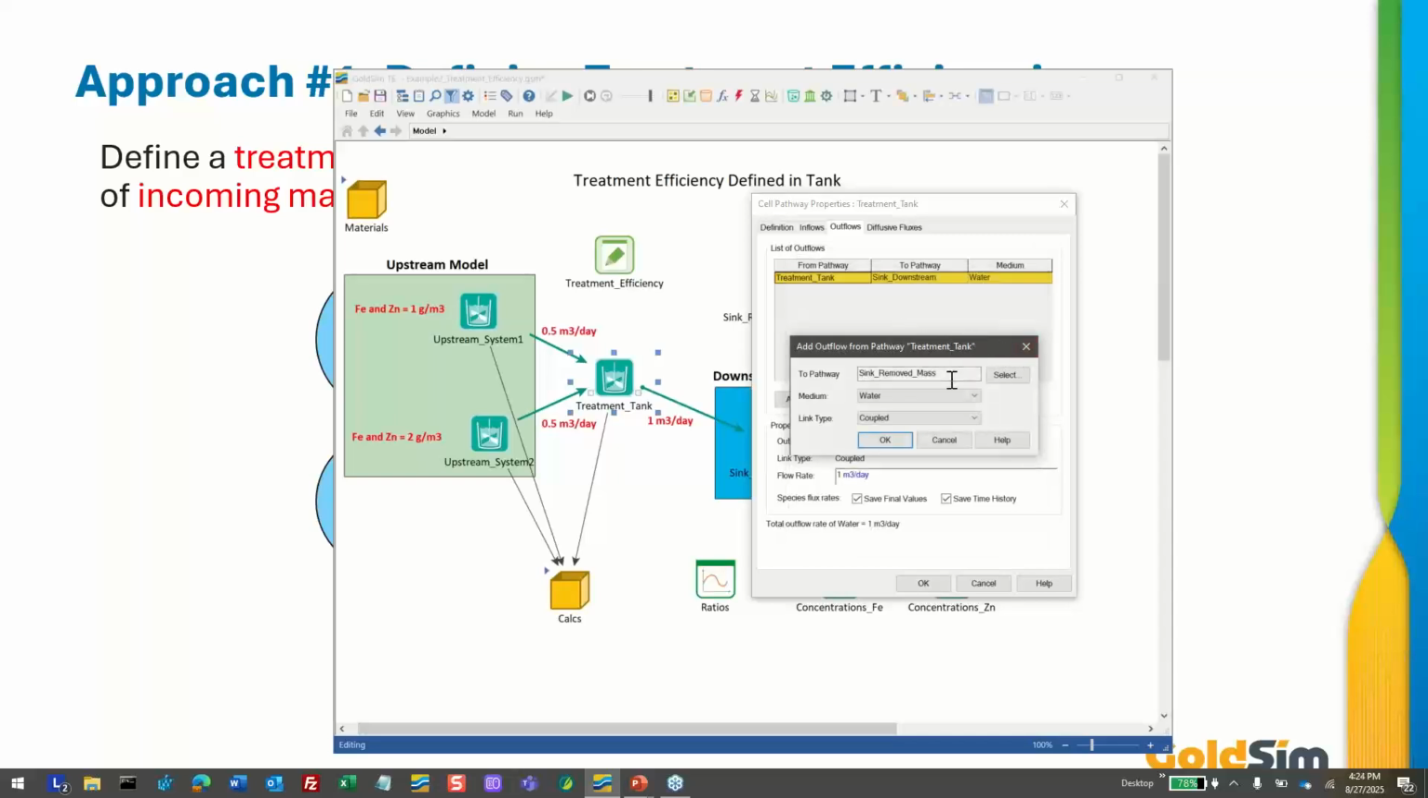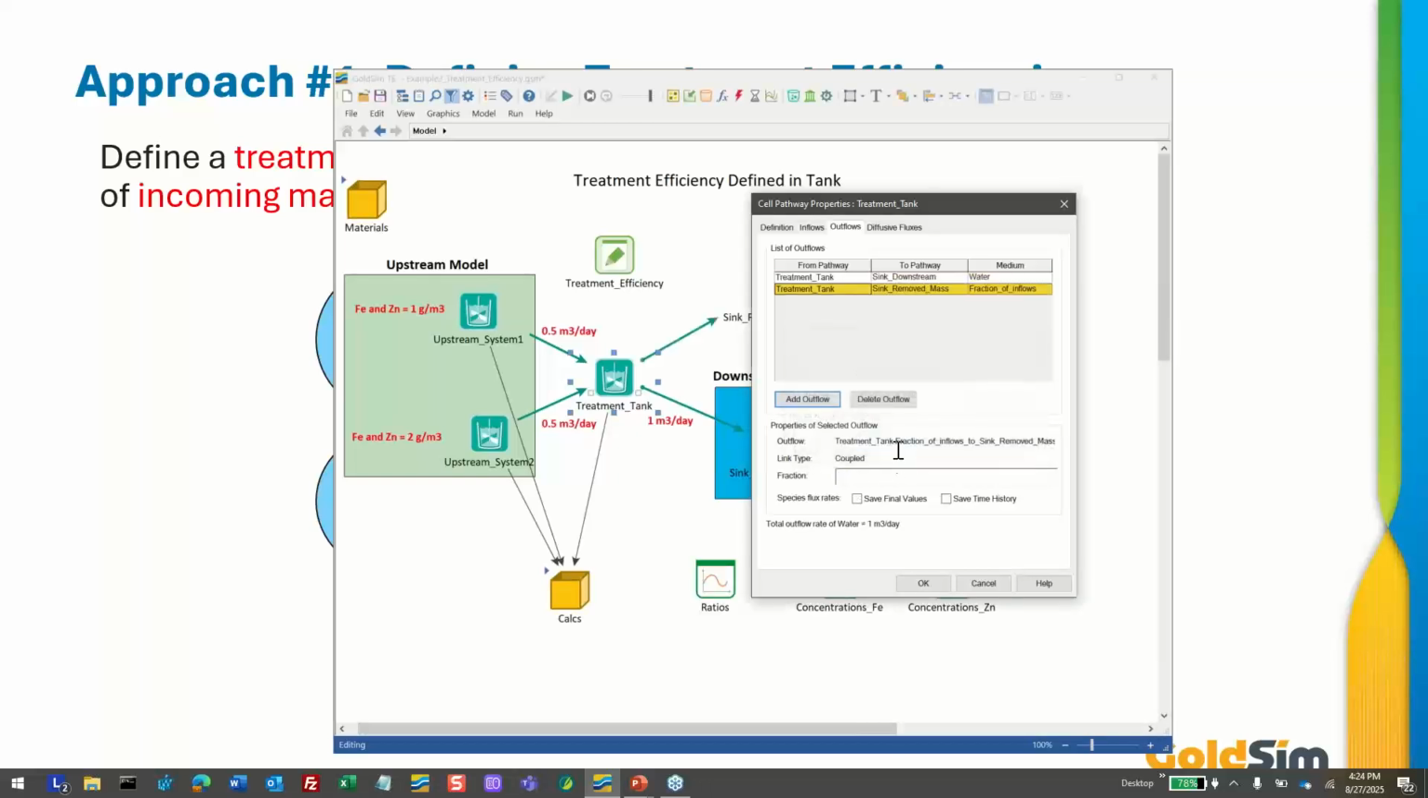And now usually when you create a link like this, this would typically be an advective connection. But we're going to say, no, I don't want advection. That's not what I'm doing here. So instead of where it says water, if I drop this down, you're actually going to see some other possibilities here. And the one we're going to pick is called fraction of inflows, because what we're going to say is we're going to remove a certain fraction of all the mass inflows that's coming in. So this treatment link is called fraction of inflows.